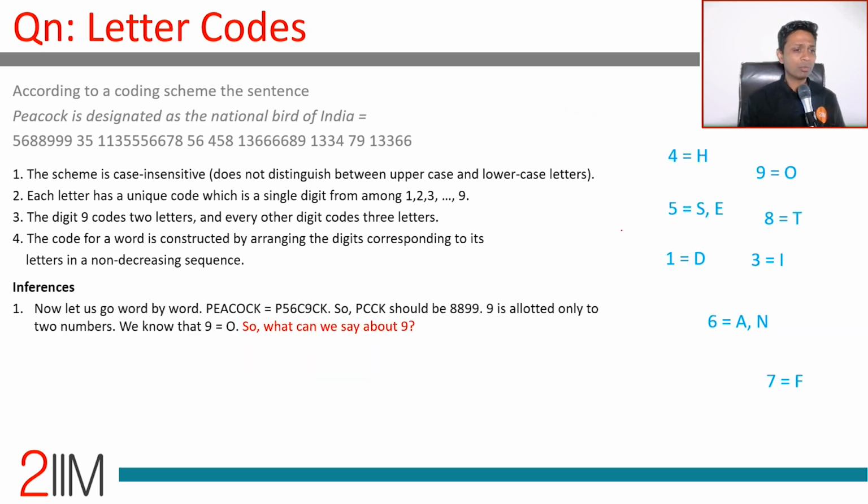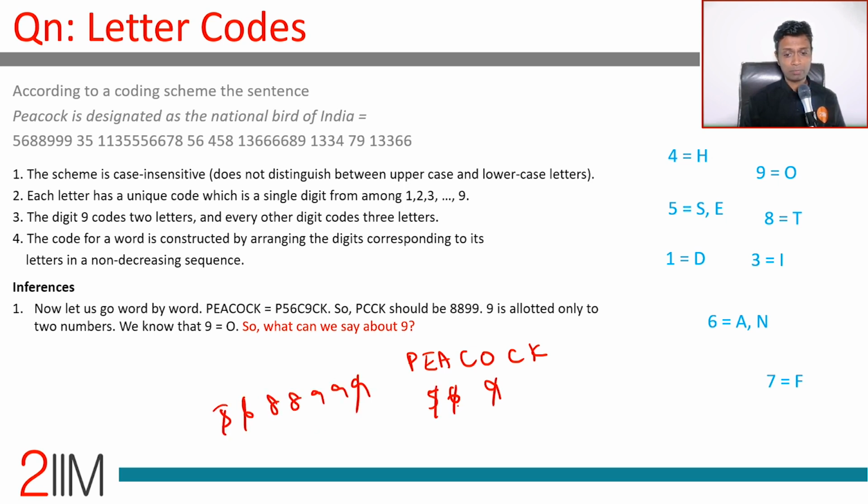Now let's go word by word. Let's look at PEACOCK. We know O is 9. We know E is 5. A is 6. We don't know C, C, K and P. So we have 5, 6, 8, 8, 9, 9, 9 here. 9 goes away. 5 and 6 go away. For E, A, O, the letters P, C, C, K are 8, 8, 9, 9.